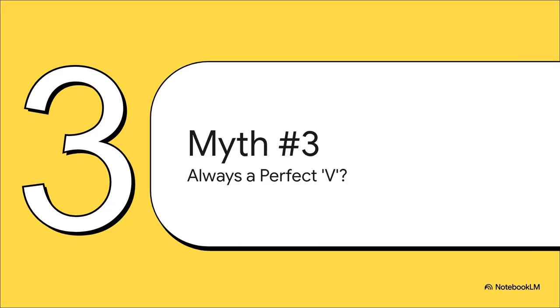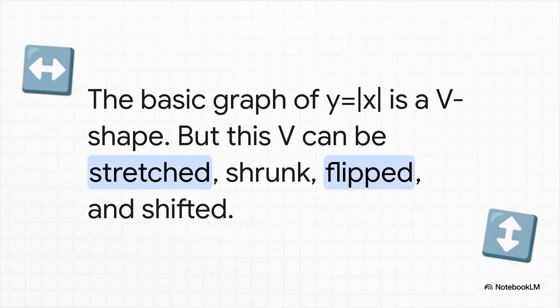Speaking of that V shape, that brings us perfectly to our third and final myth, the idea that all absolute value graphs look exactly the same. Sure, the basic one is a perfect V, but that's just the starting point. Think of y equals x as the default setting. Just like with other functions in algebra, we can totally customize it.